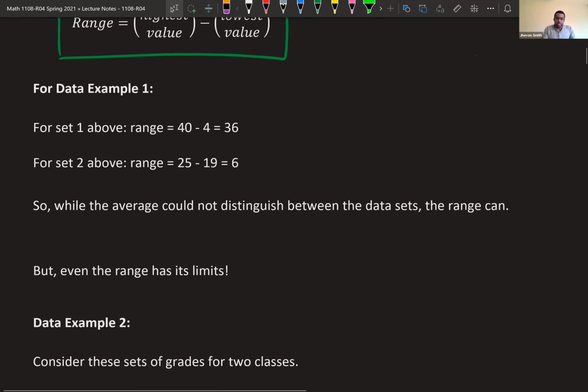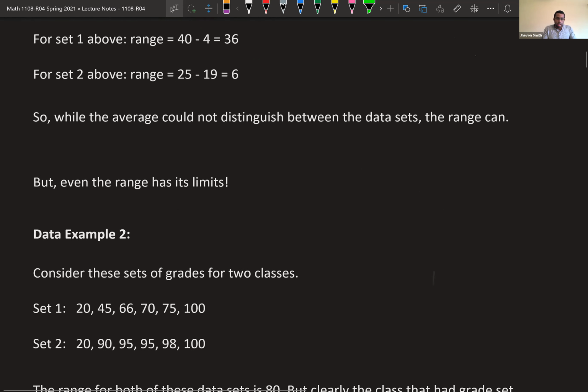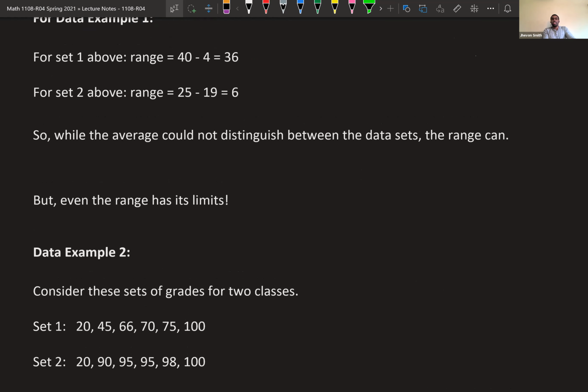Now, it turns out that the range can also be an issue. For example, look at two more data sets. I have one data set: 20, 45, 66, 70, 75, 100. And the second data set: 20, 90, 95, 95, 98, 100. You will notice that the range for both of these is the same. It's 80. However, if these data sets were grades of students, it's clear that the second set of grades is better than the first.